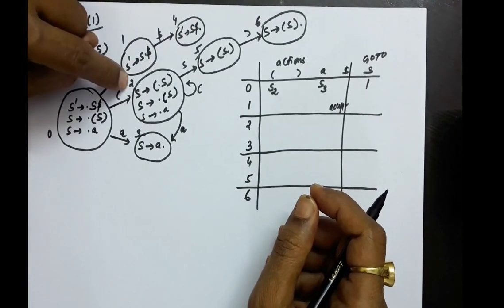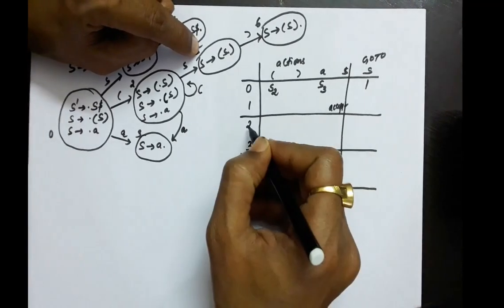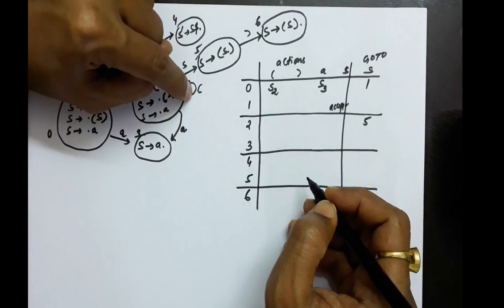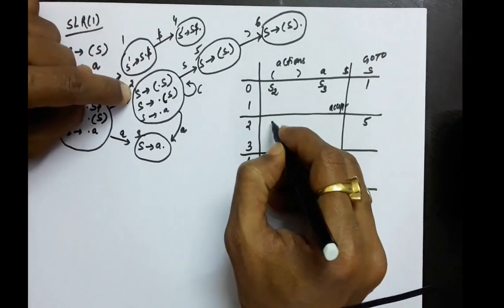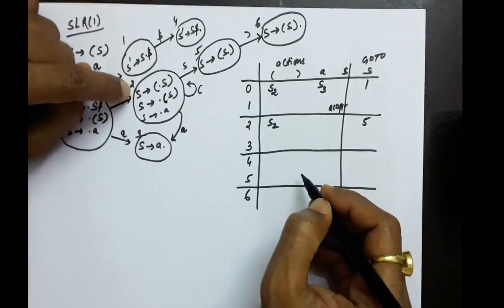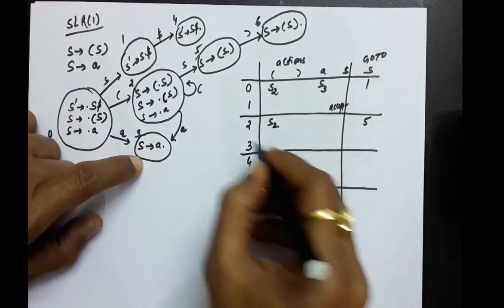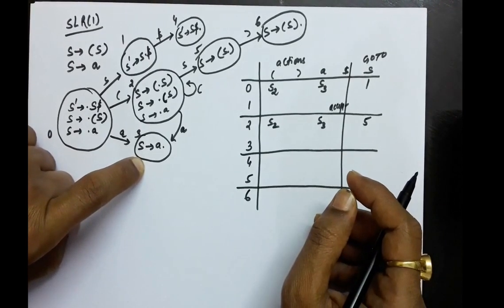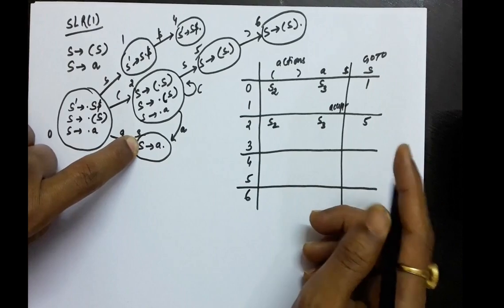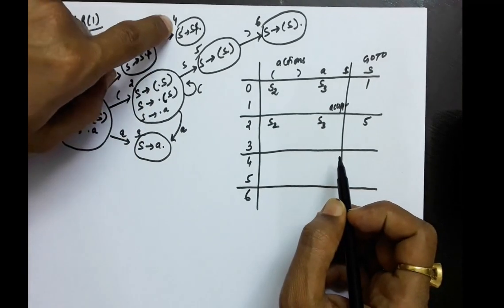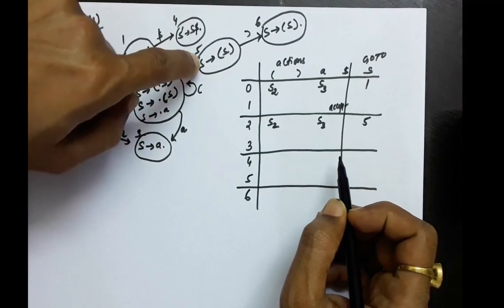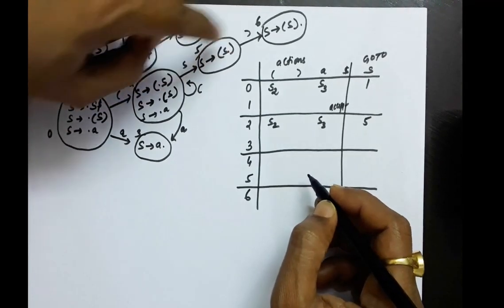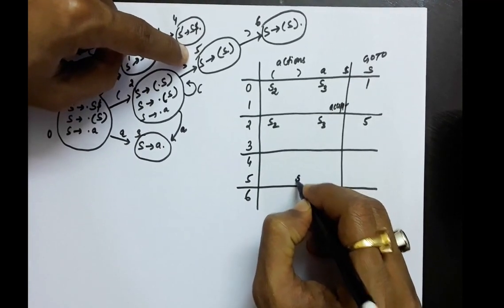Okay. Now on 2 with capital S, you're going to 5. On 2 with opening parenthesis, you are remaining in this state only, so S2. On 2 with small a, you're going to 3. Fine. So from 3 there is no transition. From 4 there is no transition, but from 5 there are transitions. With the closing parenthesis in 5, you're going to 6.